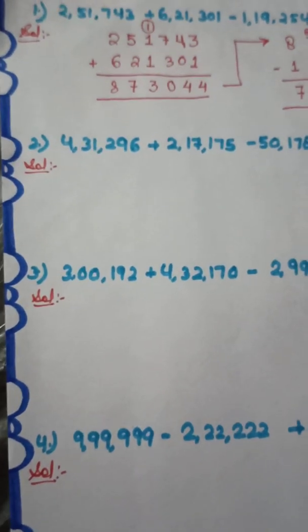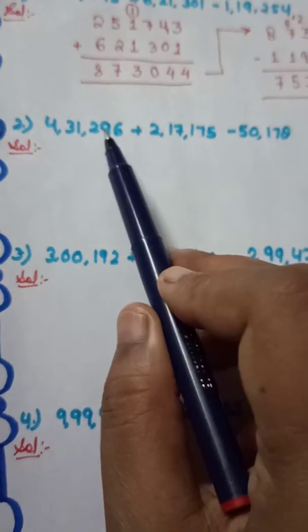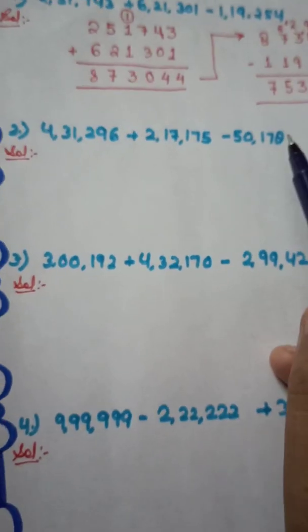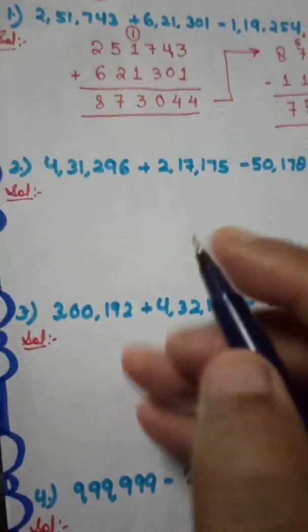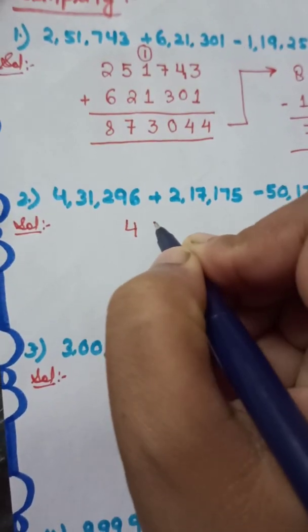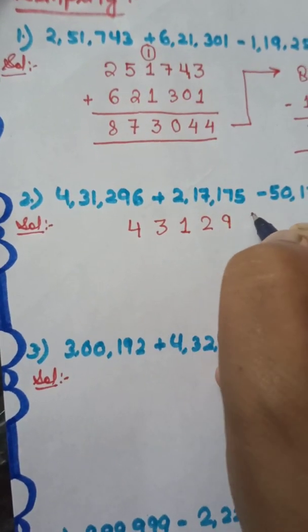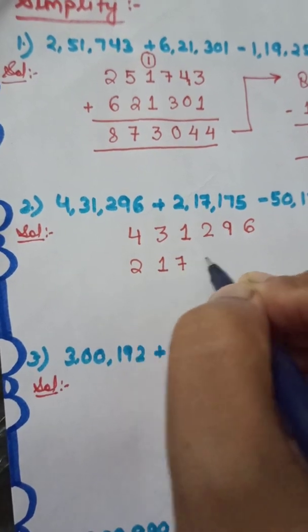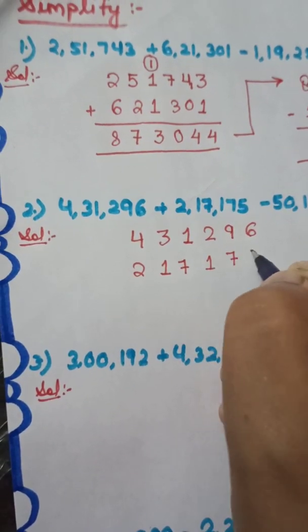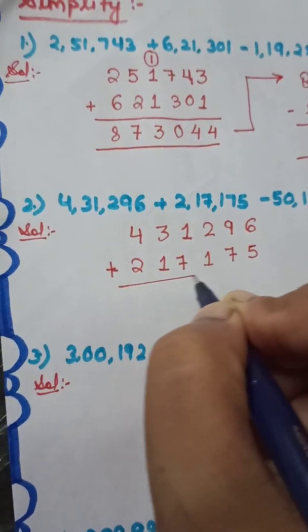Now let us move on to question number 2. Again here, first of all we have to add these two numbers, then subtract this one. Let us arrange it. 4 3 1 2 9 6, 2 1 7 1 7 5. Let us add these two numbers.